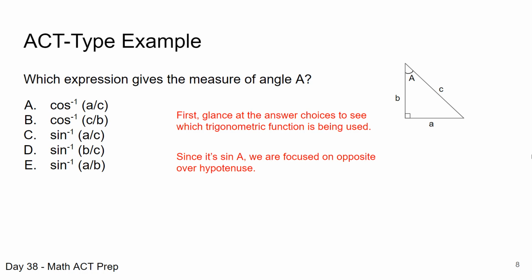Remember, sine of A is going to be opposite over hypotenuse, and the opposite of angle A is side length A over our hypotenuse C. So that's going to be A over C. And since we're looking for the angle measure, we have to use the inverse sine. It will be sine inverse of that A over C, which gives us answer choice C. We didn't have to plug in any actual values or even use our calculator, but we did need to know the definition of sine to help us get this answer.